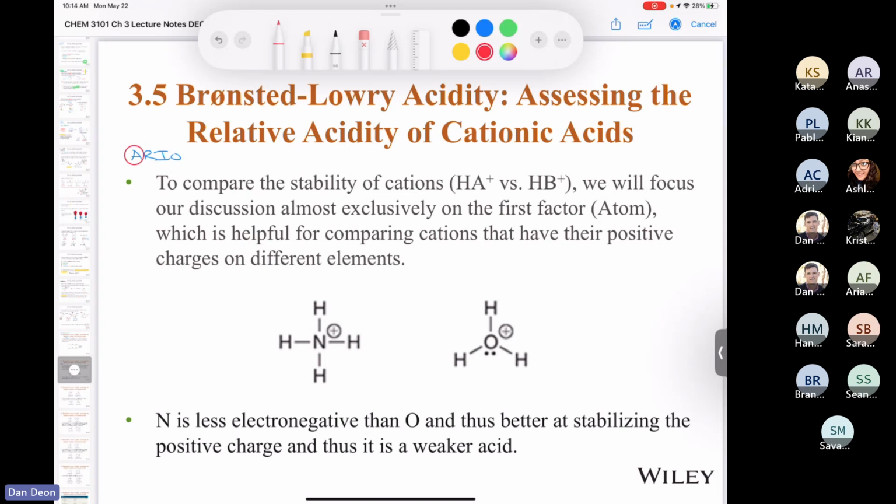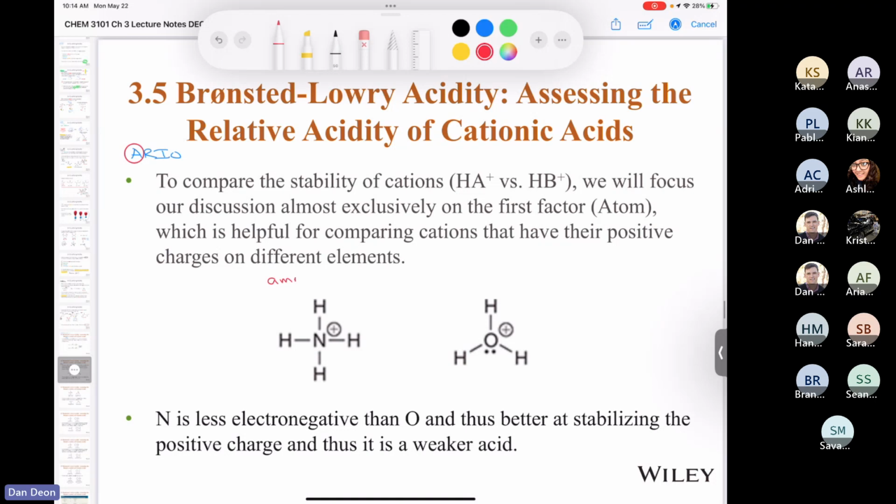So we have the ammonium ion. So remember, this is an ammonium ion, and this is the hydronium ion. And each of them is the conjugate acid of ammonia and water, respectively. So if you take ammonia, NH3, and you add H plus, and here we'll take water, plus H plus, and you get the hydronium and the ammonium. Okay, so which one of these is going to be better at stabilizing the positive charge?